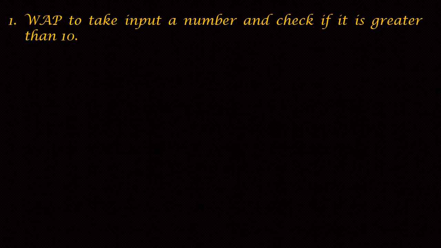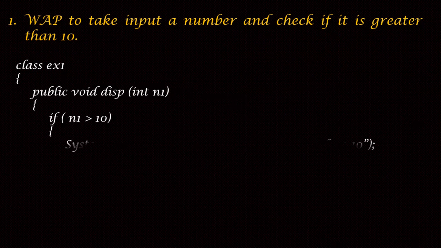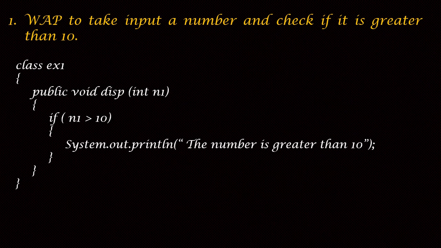So let us take up a program where you take input a number and check if it is greater than 10. So we will be utilizing the first syntax. We are taking input a number n1 and checking whether my number n1 is greater than 10. Then I have to display the message that yes, it is greater than 10. So just one path. If it is greater than 10, then we will show the message that the number is greater than 10. Okay.